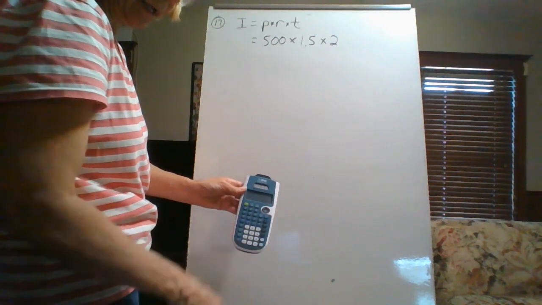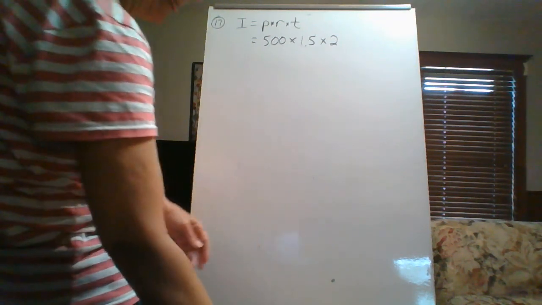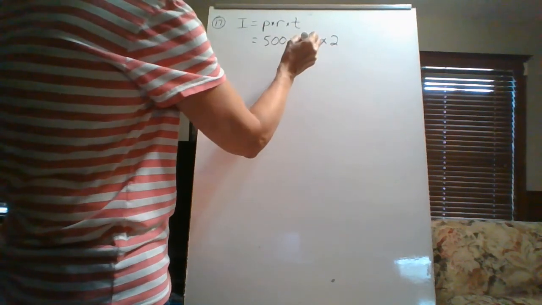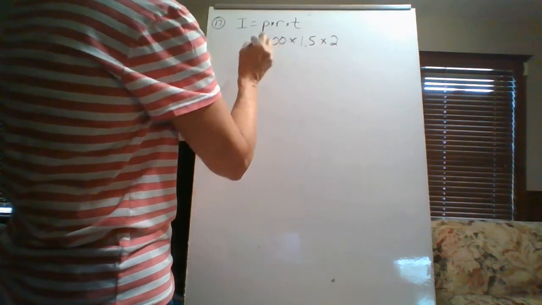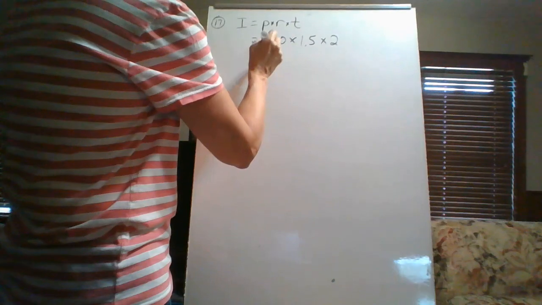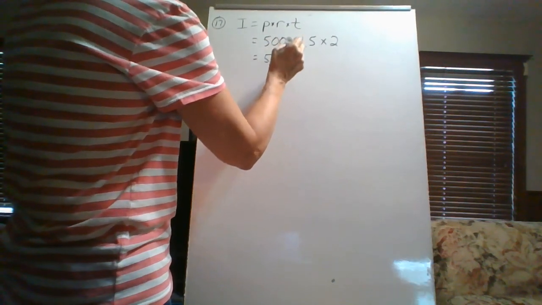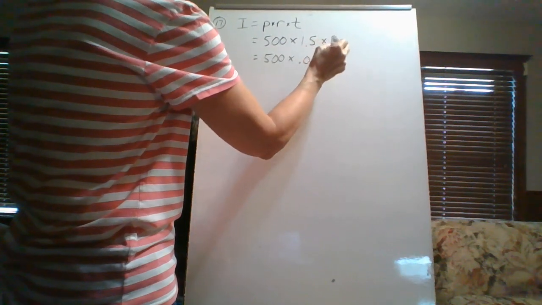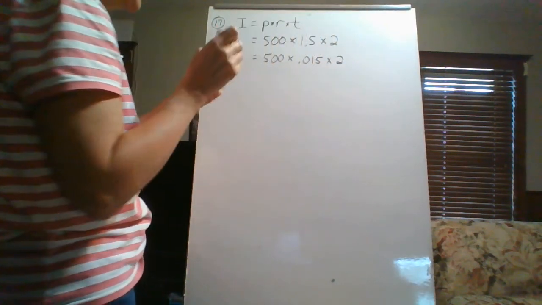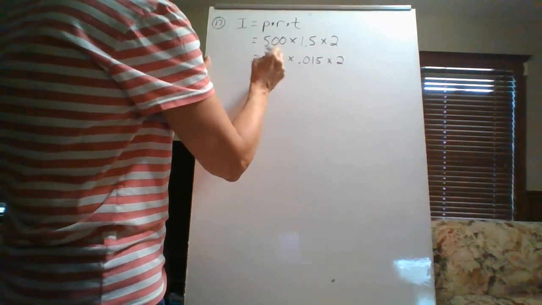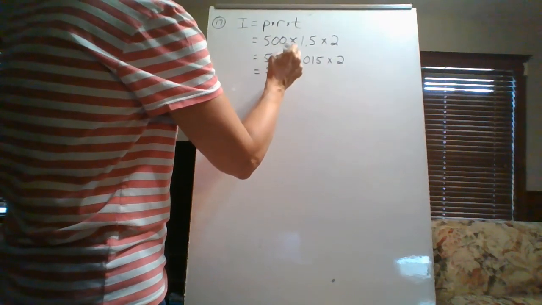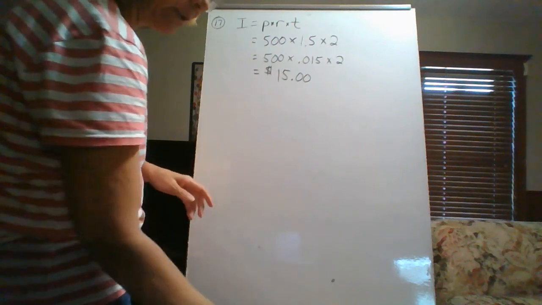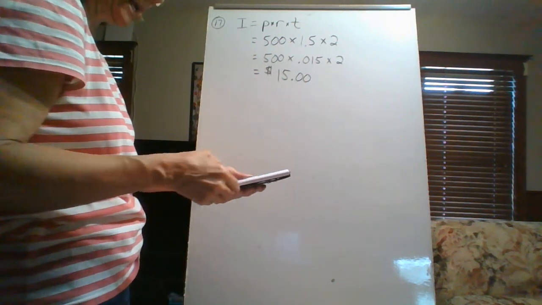All right, here's the thing. This is a percent. So remember, when you do a percent, you actually move the decimal back 2 places. So as a percent, this is 0.015 times 2. And if I do that, I get 15.00, which is perfect because we're doing money. Okay, so that would work out.